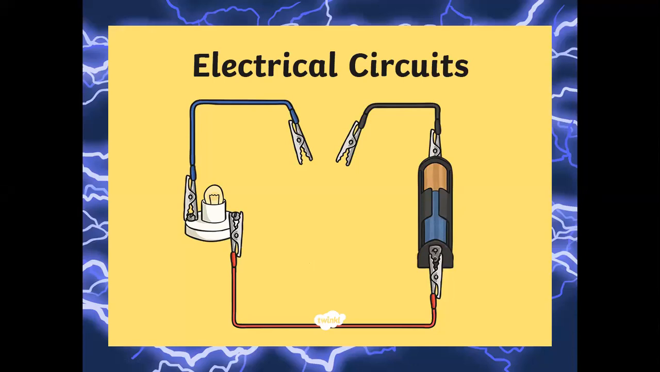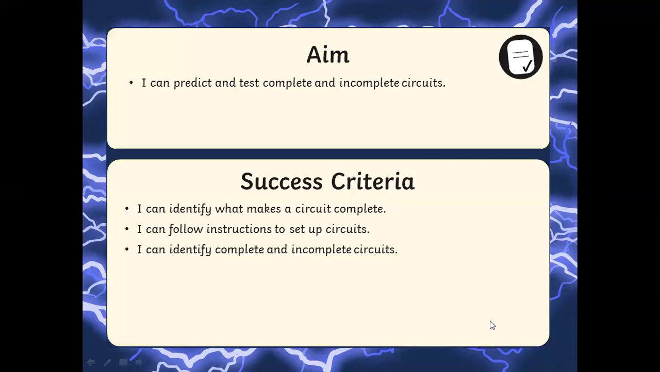So today we're continuing looking at electrical circuits. And the aim of today's lesson is for you to be able to predict, which is a very important science skill, and test, another extremely important science skill, complete and incomplete circuits.